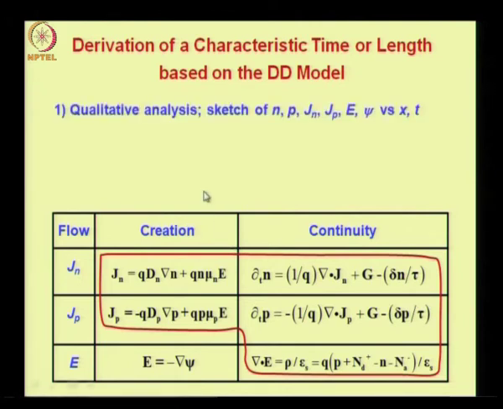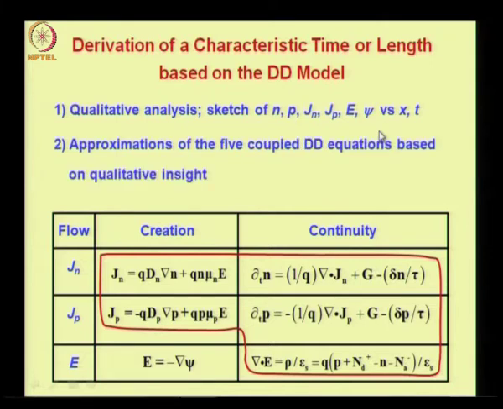So the first step of derivation using this drift diffusion model would be a qualitative analysis, and this will be reflected in the sketch of electron concentration, hole concentration, electron current density, hole current density, electric field, and potential versus x and t. The next step would be approximations of the 5 coupled drift diffusion equations based on qualitative insight. So the 5 equations are those within this boundary.